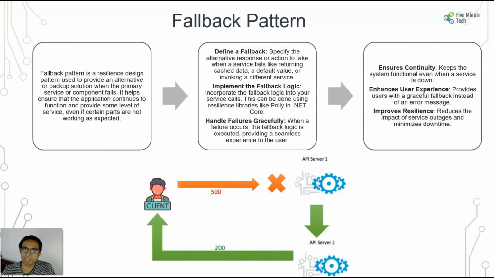Now, next is the fallback pattern. The fallback pattern is a resilience design used to provide an alternative or backup solution when the primary service or component fails. It helps ensure that the application continues to function and provide some level of service even if certain parts are not working as expected. You can see in the diagram a client trying to access a particular API hosted on server 1, and it can be routed to server 2 if server 1 is not available.